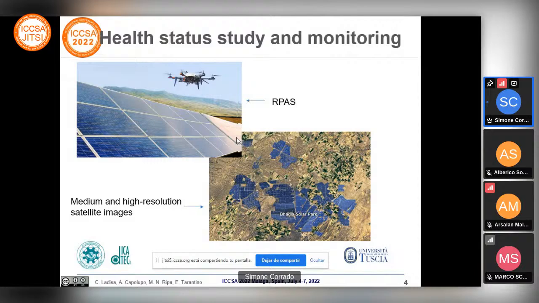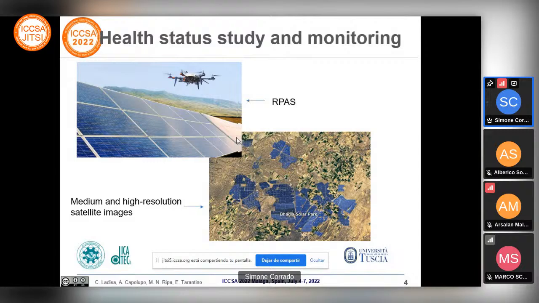Remotely piloted aircraft system image-based assessments are considered the optimal solution to meet such a purpose because of their competitive cost and fastness in monitoring the efficiency of systems made up of many photovoltaic modules. But the development of large-scale PV systems in recent years has made RPAS an ineffective technique for monitoring them. So remote sensing can be a useful tool to analyze large-scale PV plants.